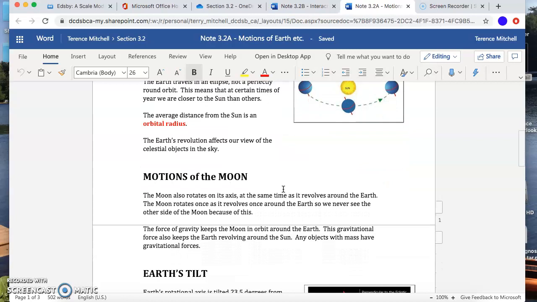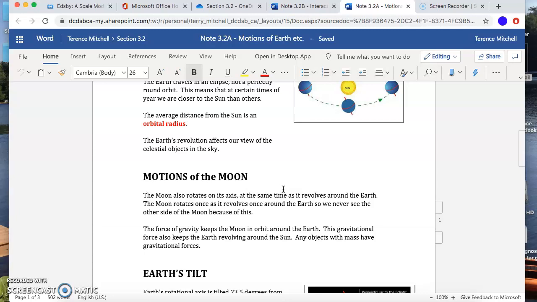The motions of the moon. The moon, like the Earth, also has two different movements. It rotates on an axis, and this takes about 30 days. So the Earth spins one complete rotation in 24 hours. The moon rotates on its axis a lot slower. It takes about 30 days.